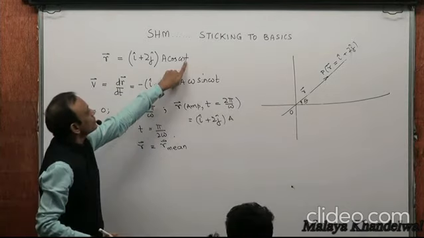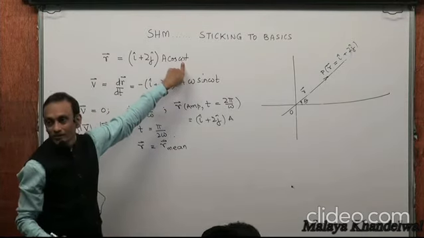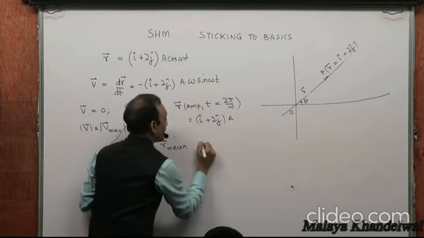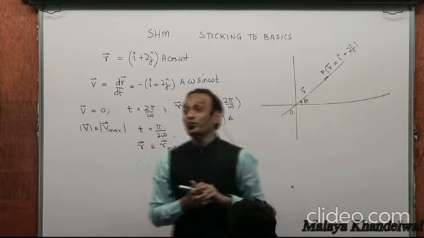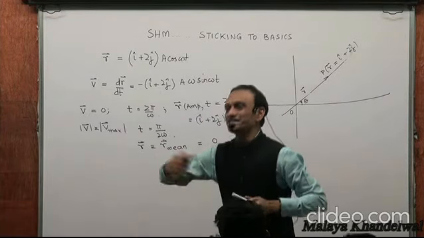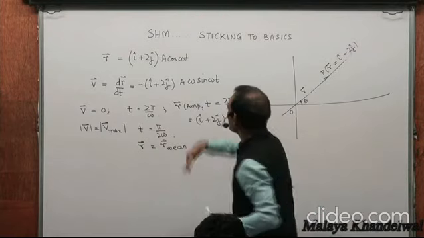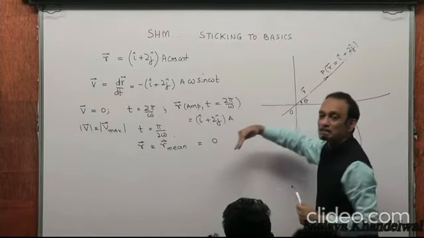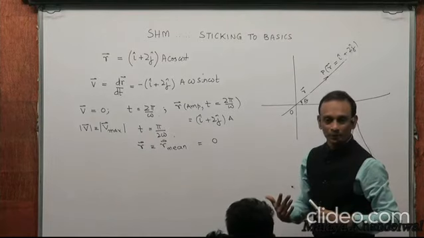So what happens? T equal to pi by 2 omega, this will become 0. So r becomes 0. That means it's simple harmonic motion about the origin. It's simple harmonic motion about the origin along this line. Yes or no?